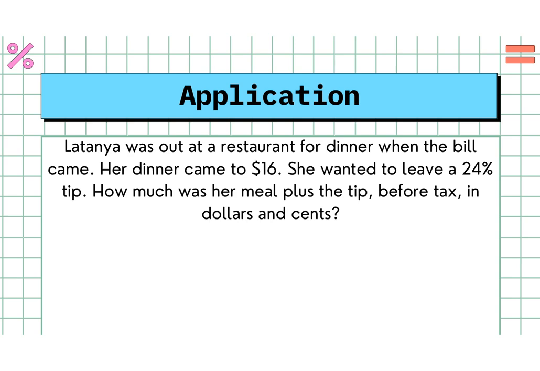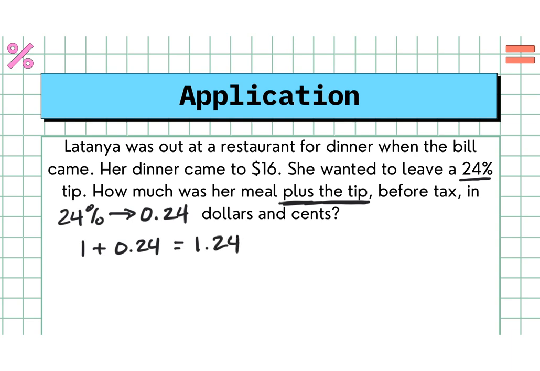So just like we did on the previous example, we're going to start with that percent, change it into a decimal, so 24%. Divide it by 100 would give me a decimal of 0.24. Just like before, it says plus the tip, so I'm going to go 1 plus 0.24, which gives me 1.24. That's the amount I'm going to multiply the original total of our bill, which was $16.